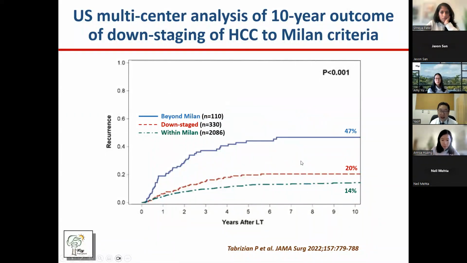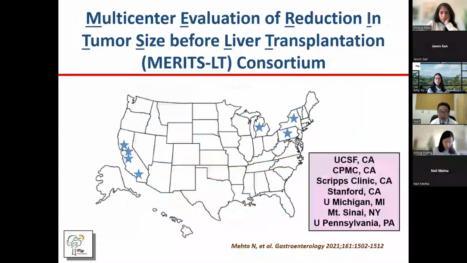You can look at the recurrence, and similar recurrence rate between those within Milan at the outset and those successfully downstaged, whereas much higher recurrence rate in the beyond Milan group. So this is another validation of downstaging.